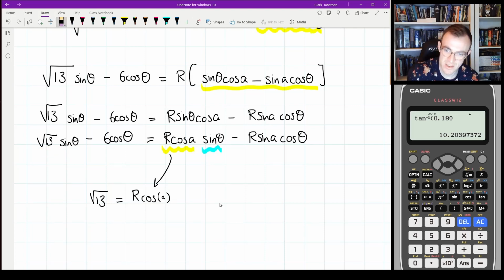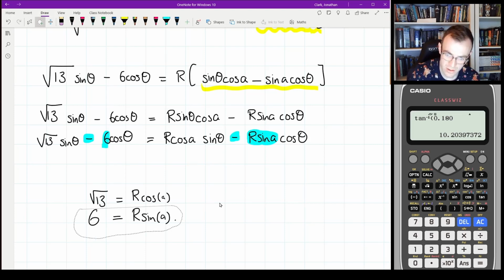And from a similar argument, I can do exactly the same for what precedes the 6 cos theta. Technically there's a minus here, but because there's a minus there, I can ignore it. I can say, okay, there's a 6 there, and an r sine a there, and I've got two equations.